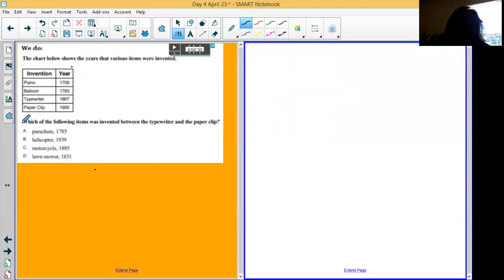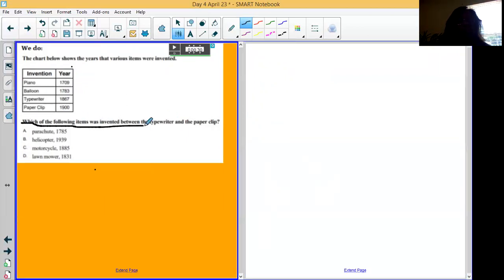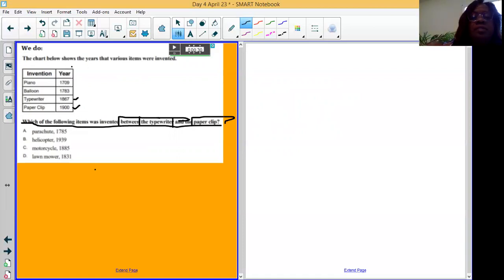So I'm going to underline my big question. Now, within the big question, there are some important things. The number that I'm looking for is going to be between the typewriter and the paperclip. So I'm going to be concerned with this year of the typewriter and the year of the paperclip. But obviously, the typewriter year was 1867.